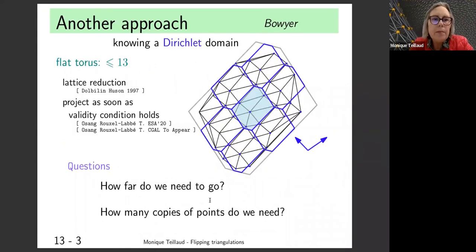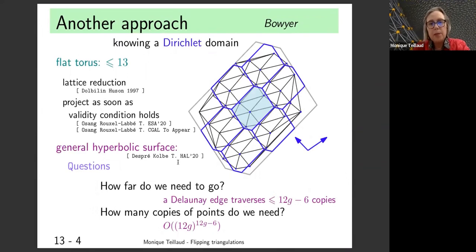So we managed to do that in the flat case. We could show that we need not more than 13 copies of each point, 13 copies of the fundamental domain. But in the hyperbolic case, it's much harder. We obtained a bound on the combinatorial length of Delaunay edges. If you take an edge with a vertex in the central fundamental domain, you know that you are not going to traverse more than 2g minus 6 copies of the fundamental domain.